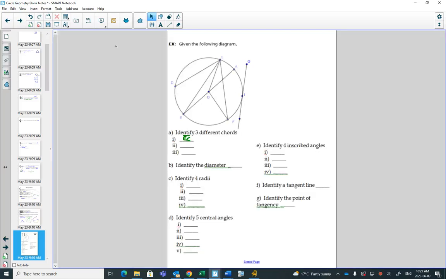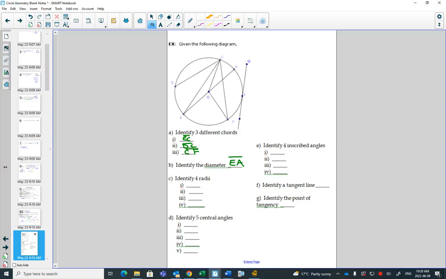How did you do? Did you get EC and DC, and CF? And there's more. When we draw a line segment, we say the letters that are the endpoints and draw a line over top. The diameter is EA. You could have also listed EA as one of the chords.